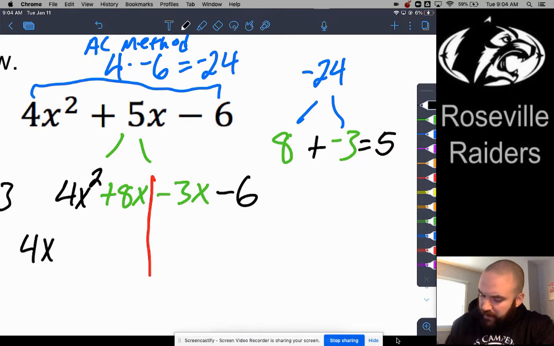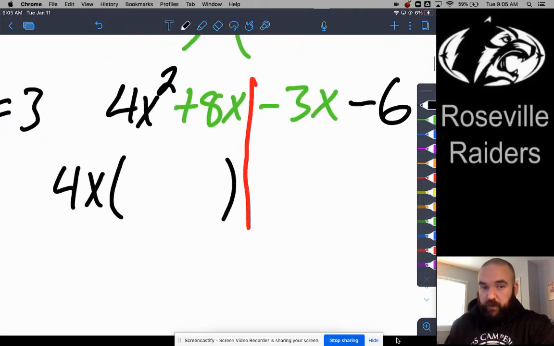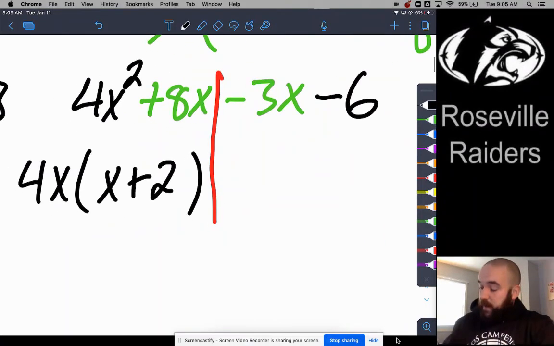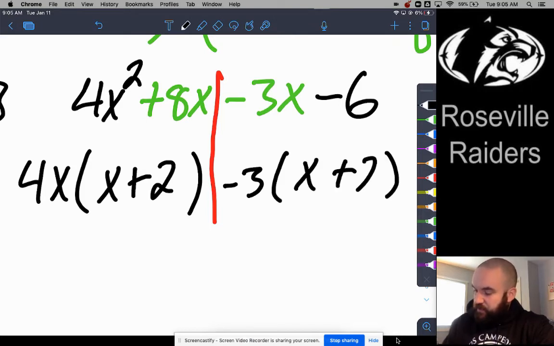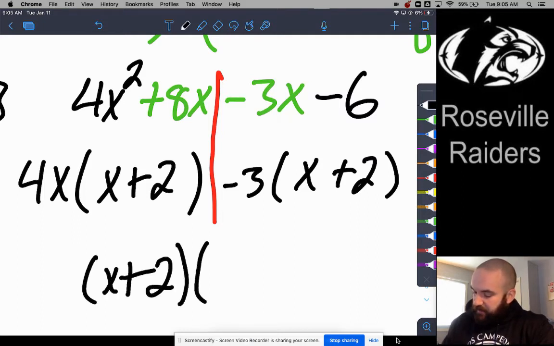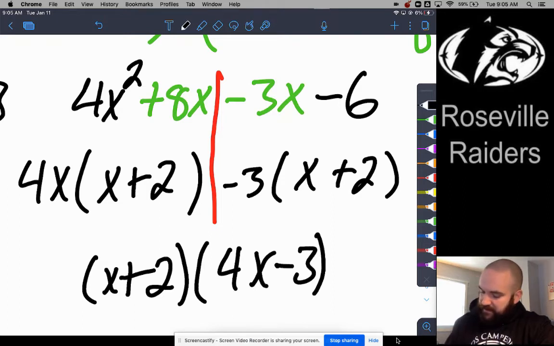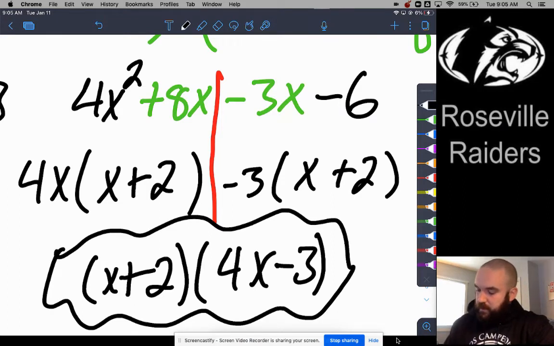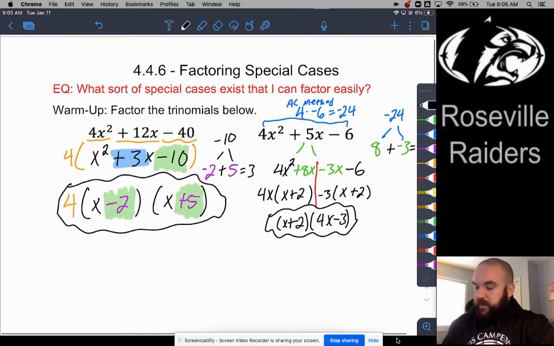So here I have 4x as my GCF of just the first 2 terms. If I'm looking just at the 2 terms before the red line, the GCF is 4x, which leaves me with x plus 2. And then on the right side, negative 3x minus 6 has a GCF of 3. But because the first term is negative, I need to include the negative as part of the GCF. So this is negative 3 times x plus 2, which gives me x plus 2, and the GCFs come together for x minus 3 as the other factor. Okay, so we factored both of these.